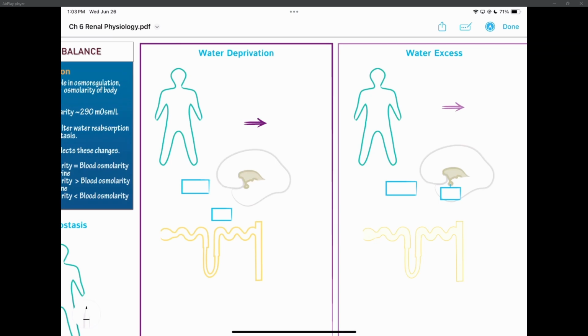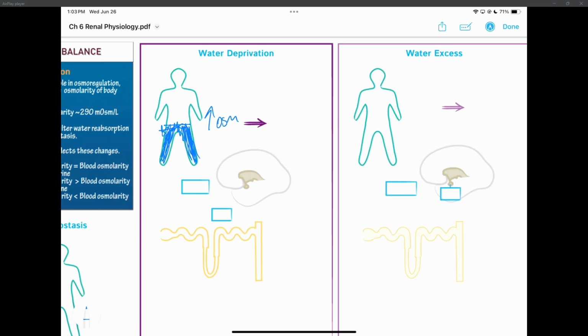Okay, so water deprivation. In this case, let me change the color to blue. We have a low amount of water in the body. Whatever percentage this is of the body is water. In this case, what have we done to the solutes? Have they gone up or down? If we have low water in the body, what happens to the solute concentration? Goes up. So in this case, we have an increased osmolarity.